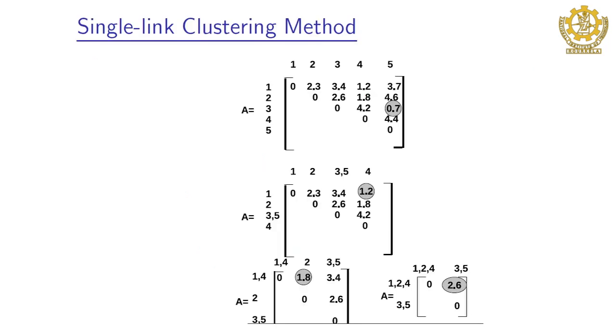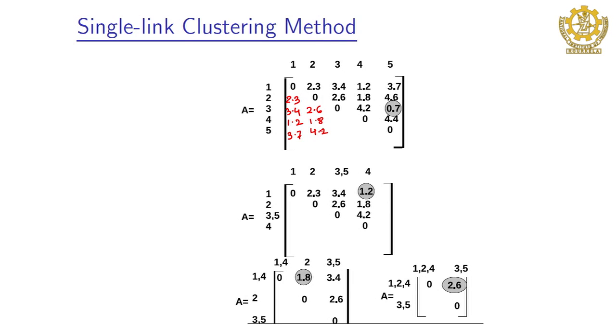With one example here, the distance matrix has already been computed between 5 points. Here we work it out. As we know, Euclidean distance is symmetric. So this entry will be 2.3, this will be 3.4, this will be 1.2, this will be 3.7, and this will be 2.6, this will be 1.8, this will be 4.2.